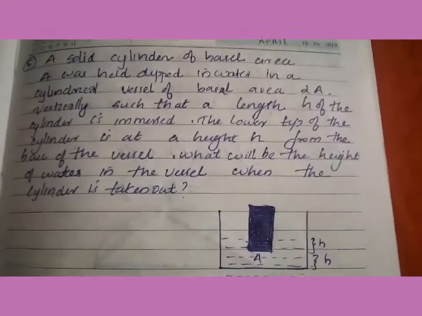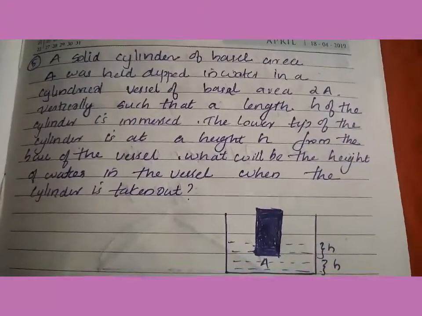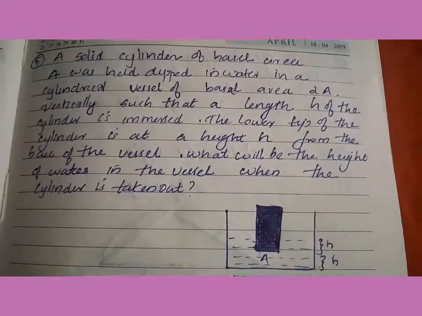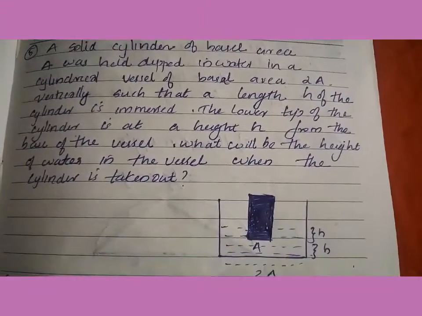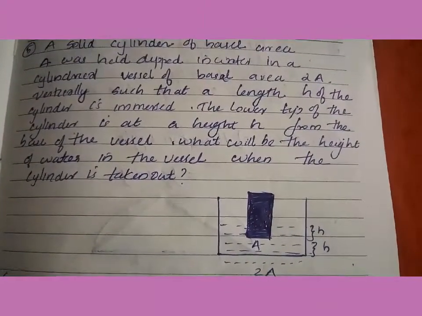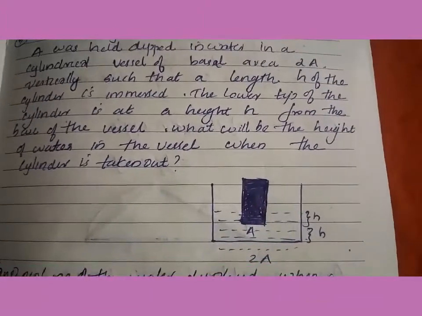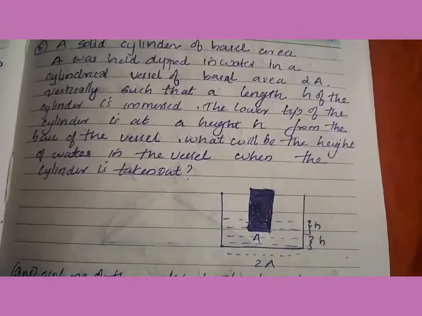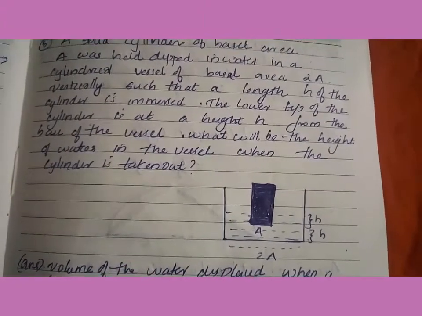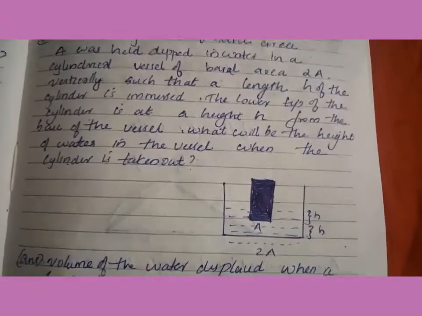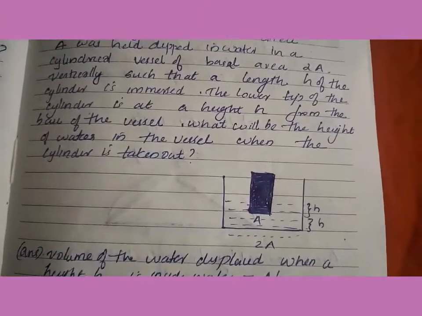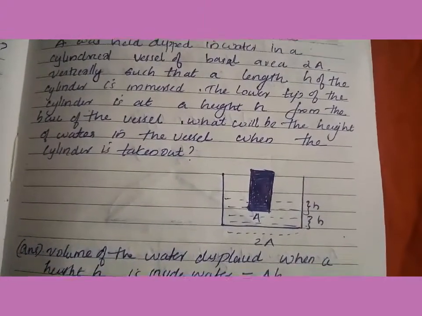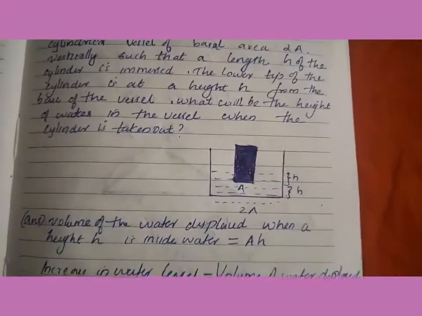The next problem: a solid cylinder of basal area A is dipped in water in a cylindrical vessel of basal area 2A vertically, such that a length h of the cylinder is immersed. The lower tip of the cylinder is at a height h from the base of the vessel. What will be the height of water in the vessel when the cylinder is taken out?